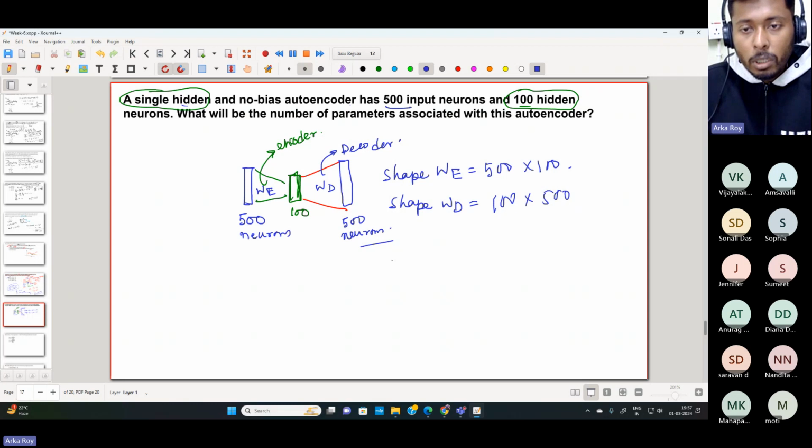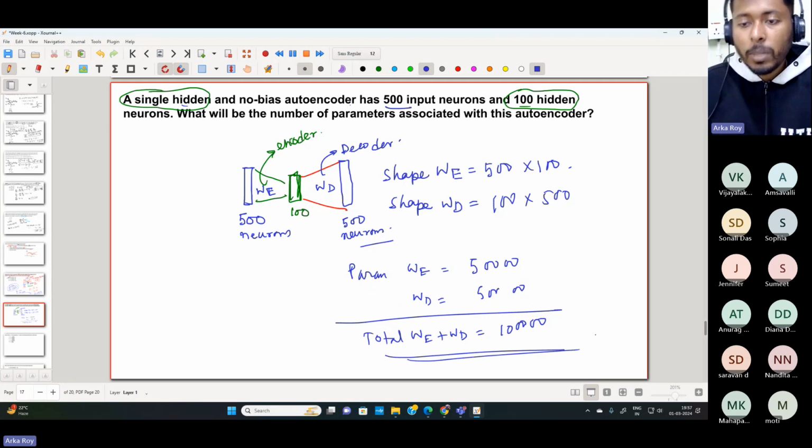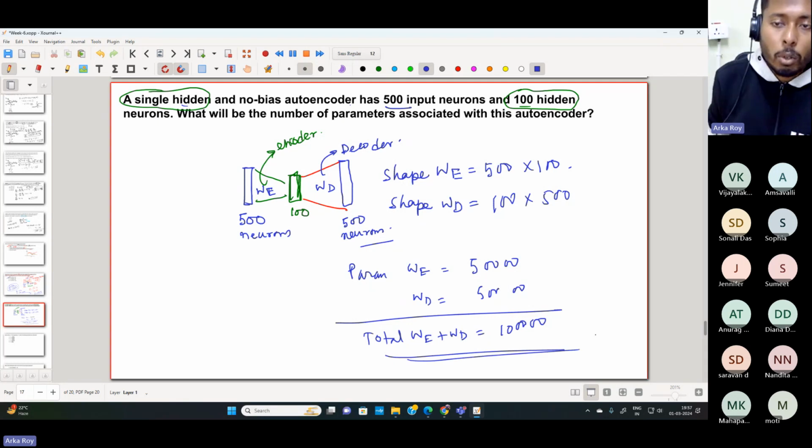So the total number of parameters in case of WE will be 50000, and WD will also be 50000. So just take the total number of parameters, WE plus WD, will be 100000. So this is the total number of parameters for this particular autoencoder architecture.